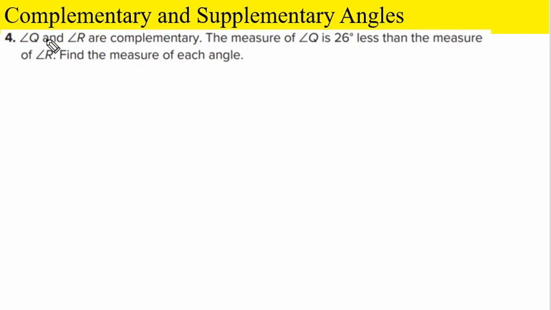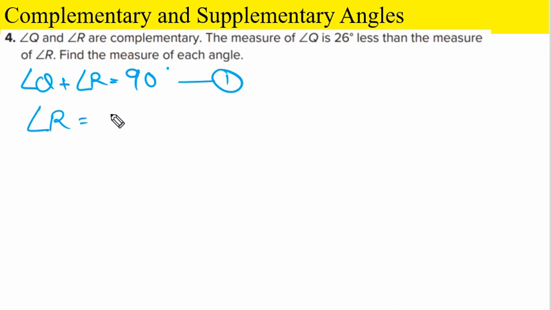Now question number 4 is about complementary angles. Angle Q plus angle R equals 90 degrees. Q and R are complementary. This is equation 1. Angle Q is 26 degrees less than the measure of R, so angle Q is equal to angle R minus 26.